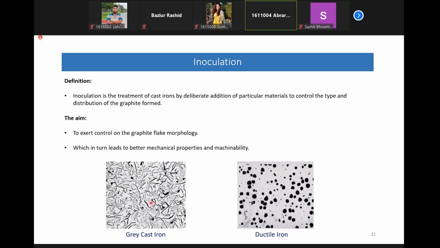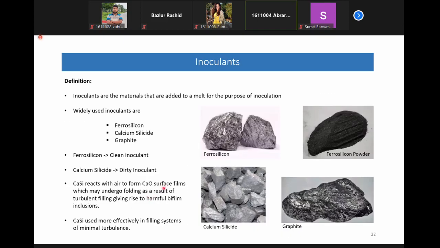When we say type, we mean, do you want flake or do you want nodular, or spheroidal, graphite? And when we say distribution, we're talking about achieving a uniform distribution where the sizes are uniformly distributed as well. So let's talk about the inoculants first. The widely used inoculants are ferrosilicon, calcium silicide, and graphite. This is lump ferrosilicon, powder ferrosilicon. This is calcium silicide and graphite lumps.